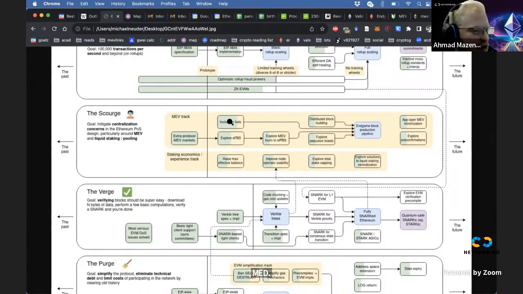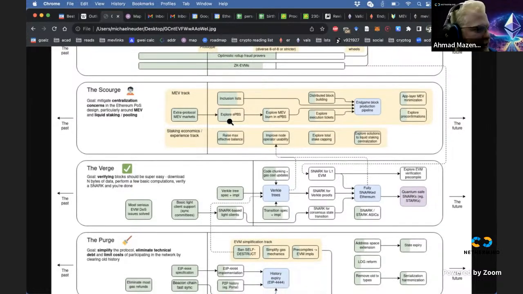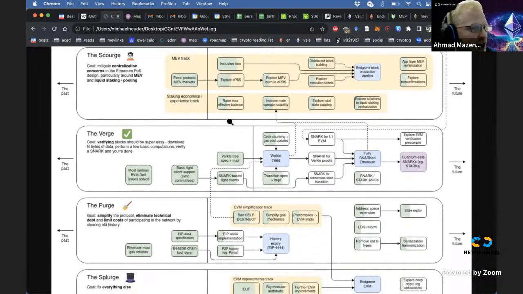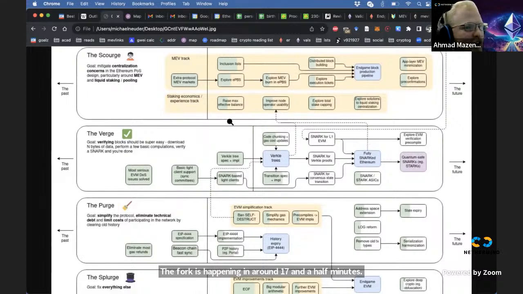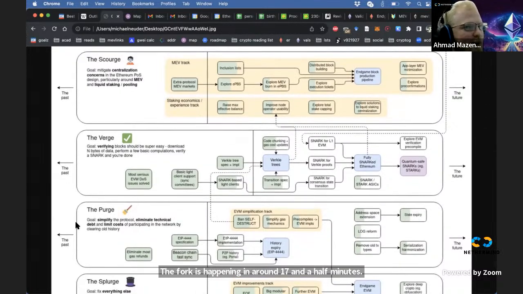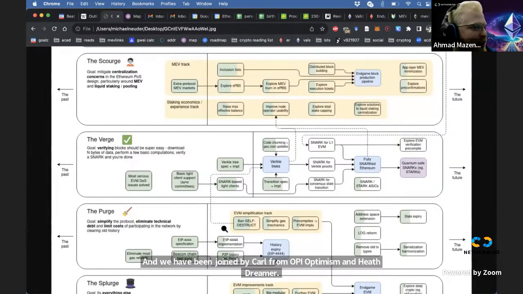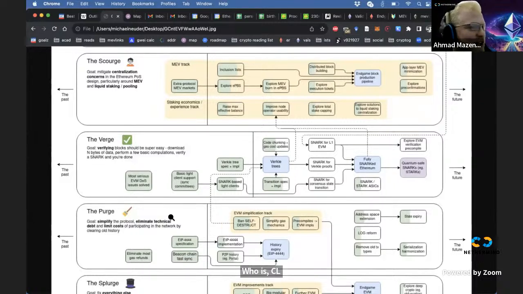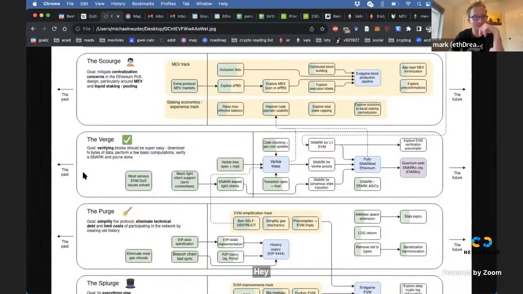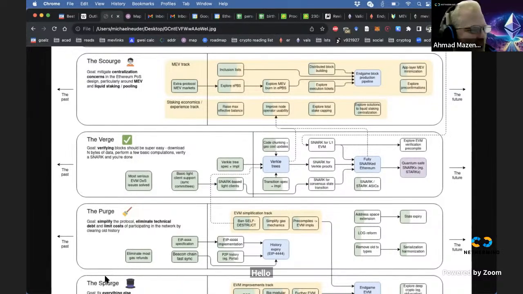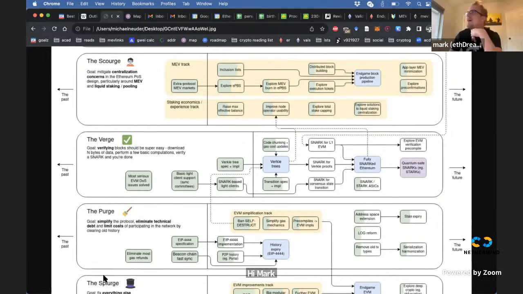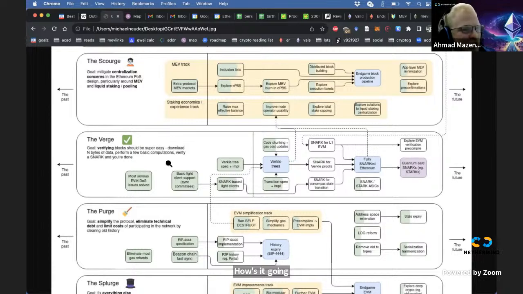Not to interrupt you here, but just a reminder for everyone, the fork is happening in around 17.5 minutes. And we have been joined by Carl from Optimism and ETH Dreamer, who is El Cordev. Hello, Carl, and hello, ETH Dreamer. Hey. Why, hello. Hi, Mark. Howdy, guys. We're so happy to have you.